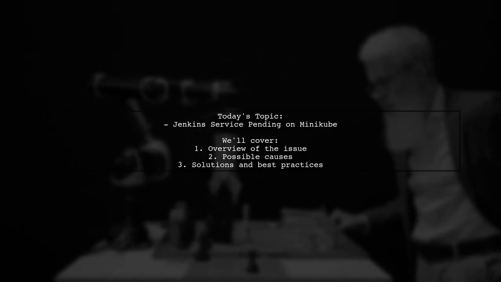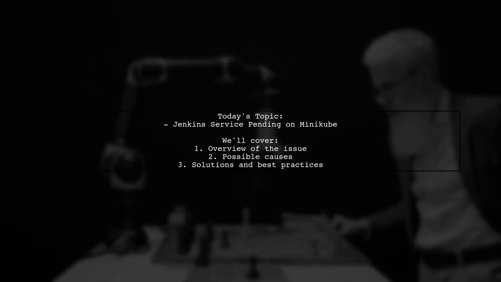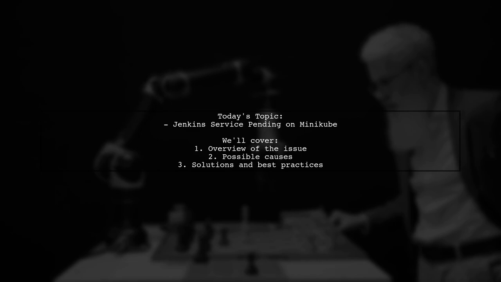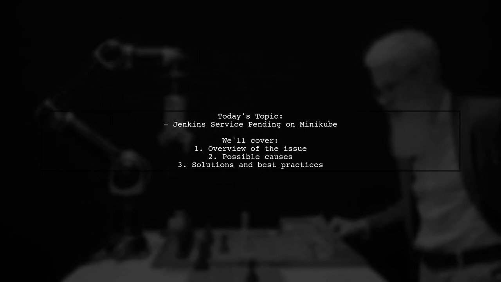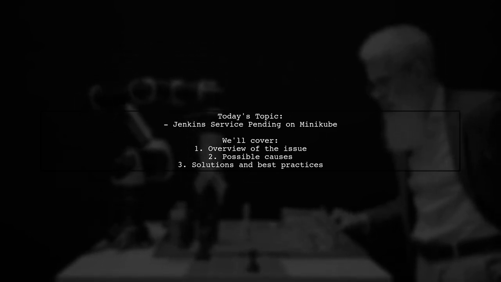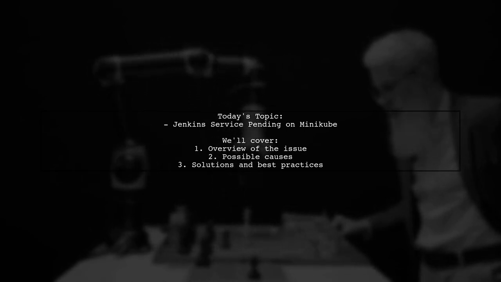Today, we're addressing a question that many developers encounter when working with Kubernetes. Our viewer has installed Minikube locally and set up Jenkins using Helm. However, they're facing a frustrating issue. The Jenkins service is stuck in a pending state. Let's dive into the details and uncover why this is happening and how to resolve it.